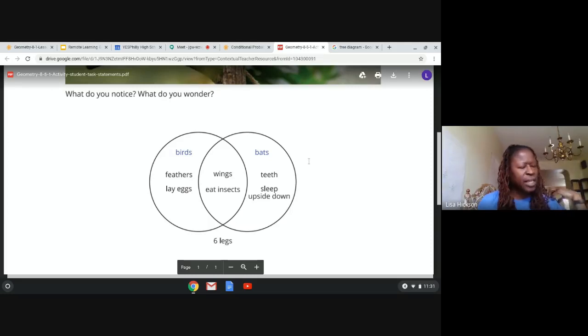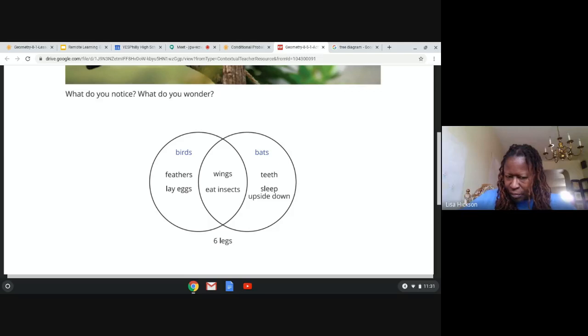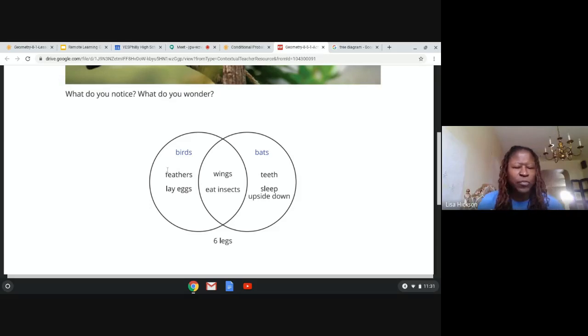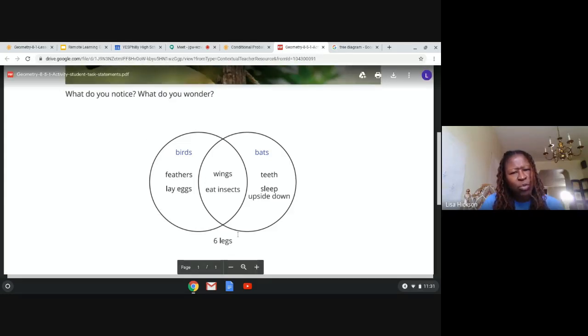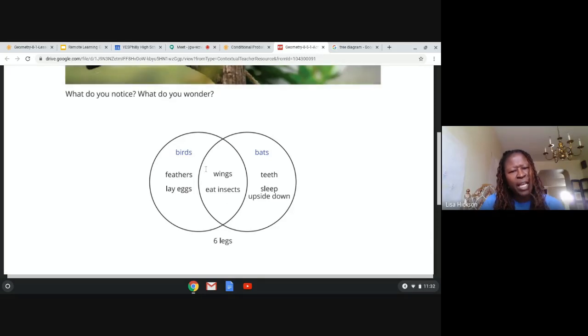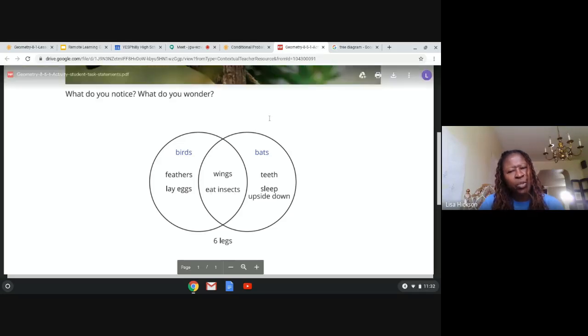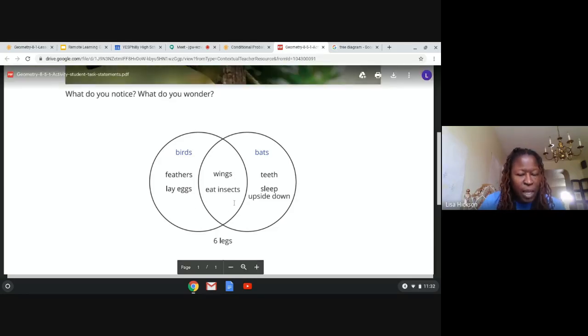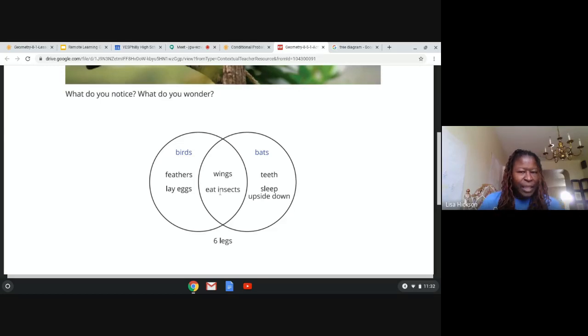So remember, first of all, does anybody remember what the construct is called when you have 2 overlapping circles? Like I said, the initials are VD. Okay. This is called a Venn diagram. A Venn diagram is usually 2 or 3 groups, because after that, it gets a little confusing. They're making a comparison. Everything within this circle on our left relates to birds. They have feathers, they lay eggs, they have wings, and they eat insects. The things on the right side relate to bats. They have teeth, they sleep upside down, they have wings, and they eat insects. But in the overlap, the intersection, these are the things that they both have in common. So both birds and bats have wings and eat insects.